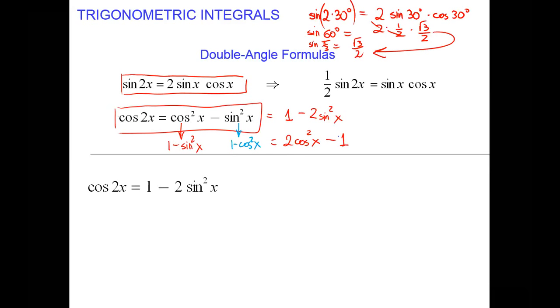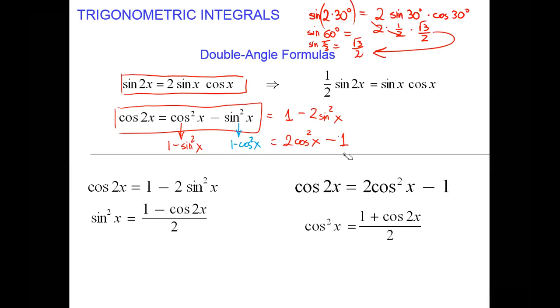Okay, double angle. Now let's take what I just got: cosine of 2x in terms of sine and cosine of 2x in terms of cosine. And I will solve these 2 equations. The first one I will solve for sine square of x, and the second one I will solve for cosine square of x. I subtract 1 from both sides and divide by negative 2. The same on this side: I add 1 to both sides and divide by 2. That means this is also an important formula.